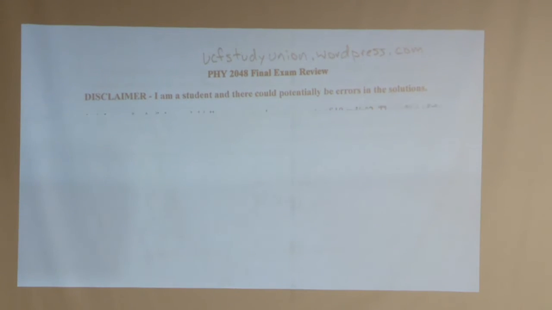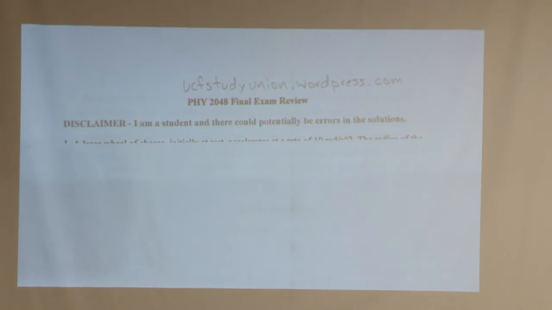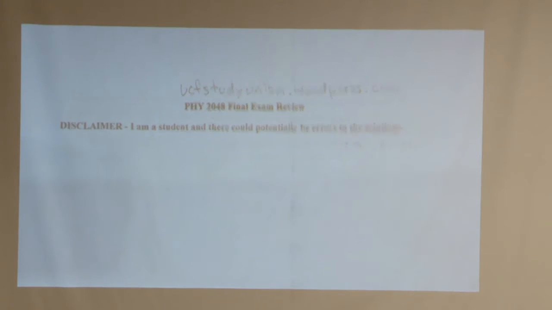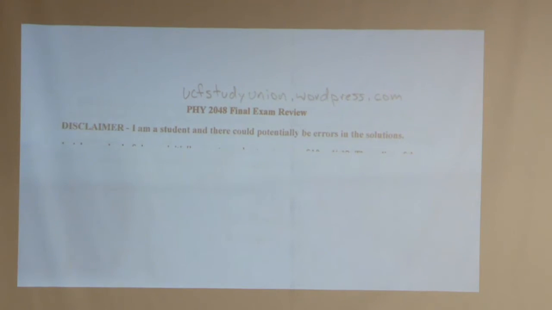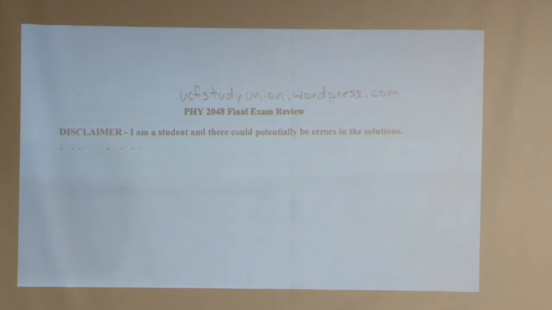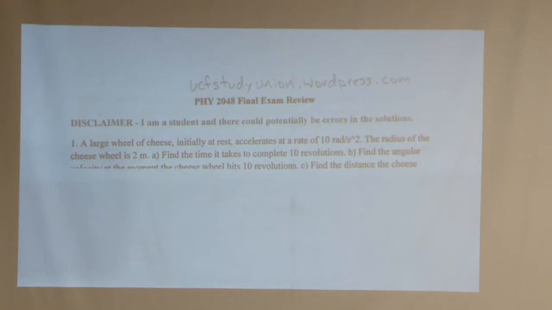Alright, so this is a review that I made. If you go to the website, ucfstudyunion.wordpress.com, you can find it there and follow along. If not, you can just follow through here. Just want to have a disclaimer that some of these solutions may be wrong, though I don't think they are. So we're going to get started, and the first few problems are going to be rotational kinematics, all right?